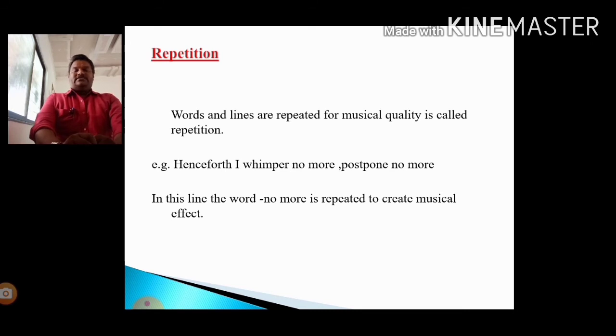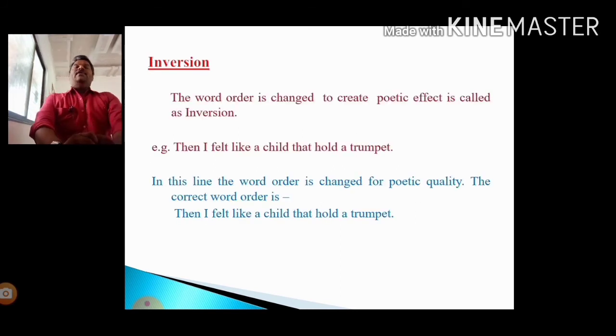Generally, we see repetition of words and lines in the poem. That is repetition. The next figure of speech is inversion. Inversion means changing the order of the words in the sentence or in the line of the poem.